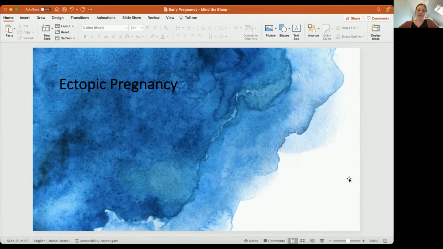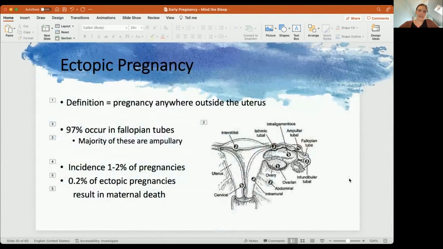So, ectopic pregnancy. An ectopic pregnancy is a pregnancy anywhere outside of where it should be, essentially, which should be in the endometrial lining of the uterus. The vast majority are in the tubes, and the majority are in the ampulla part of the tube, but they can be anywhere, really. About 1 to 2% of pregnancies is quite high, really, percentage. So you kind of should always be suspecting it, really. And women do still die from ectopic pregnancies, unfortunately, in the UK.